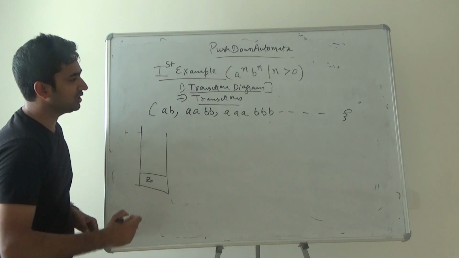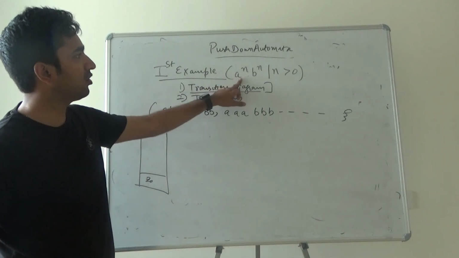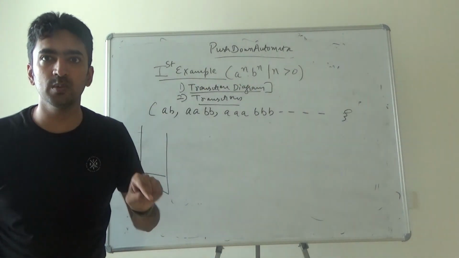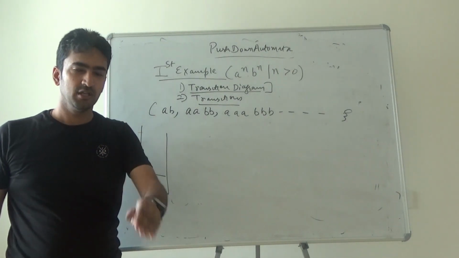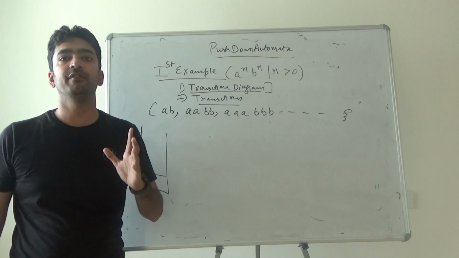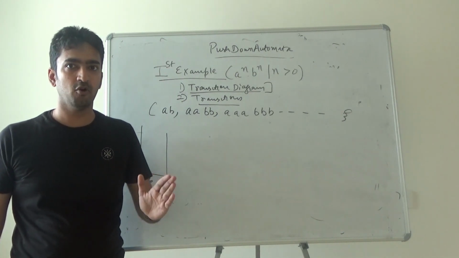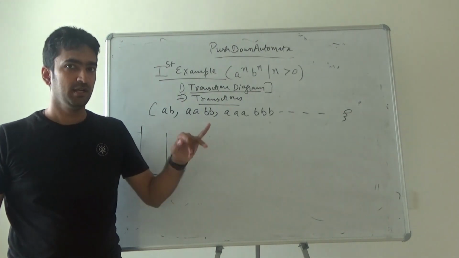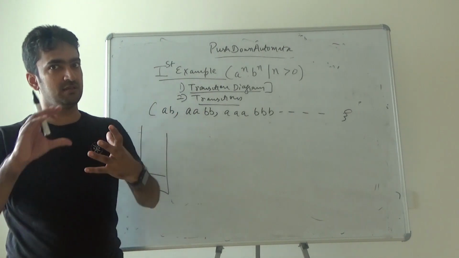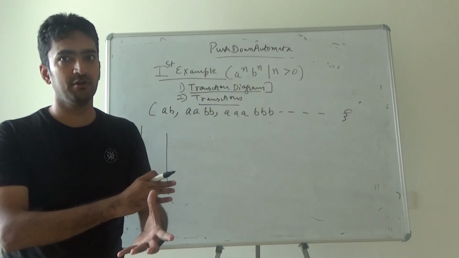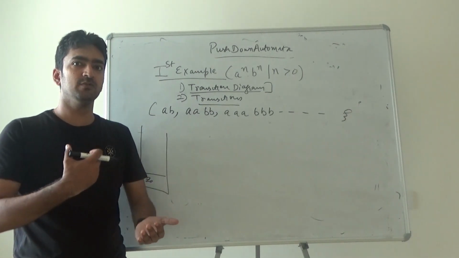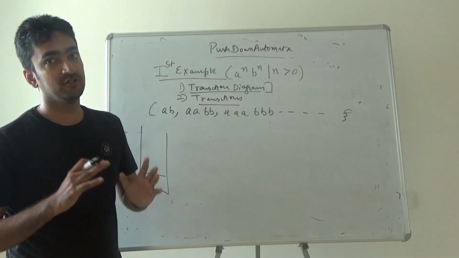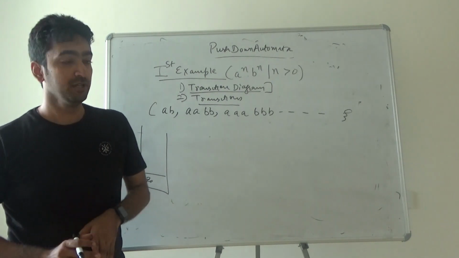Now the question is, you have a number of A's and a number of B's, and they are matching with each other. When there is a case of matching, clearly push and pop operations will definitely work. a^n b^n means the number of B's will become equal to the number of A's. A's will be pushed into the stack and B's will pop A's out. So that is the concept that we have to do.